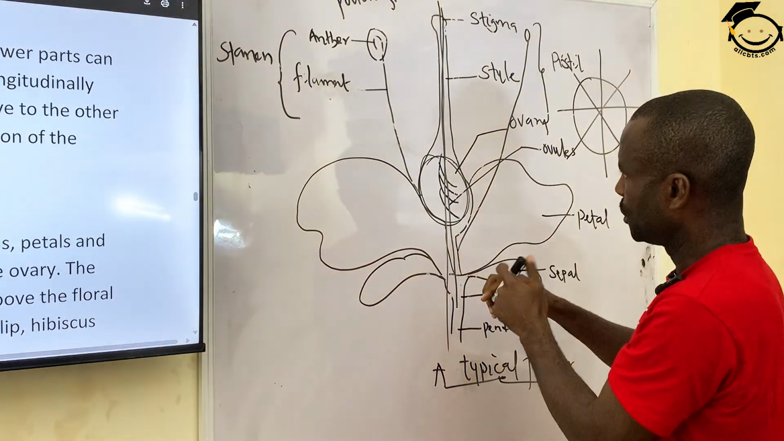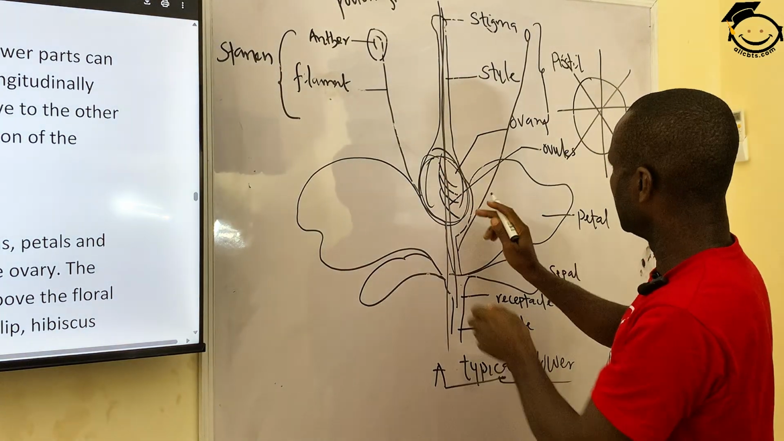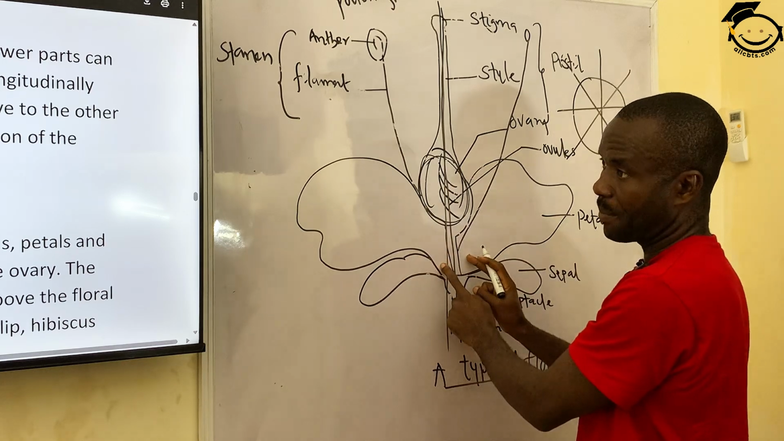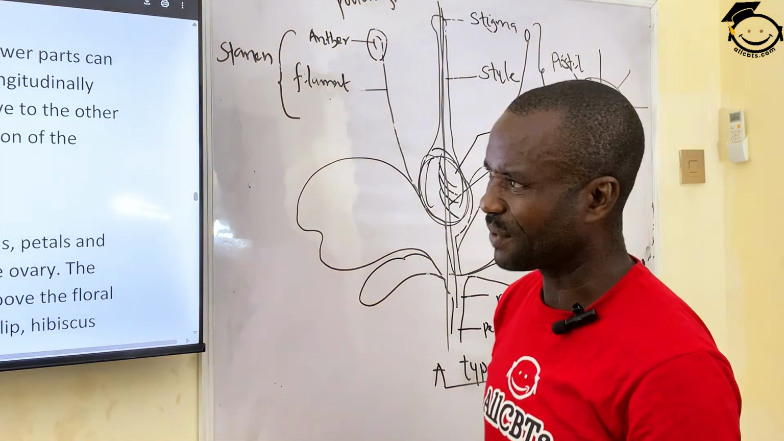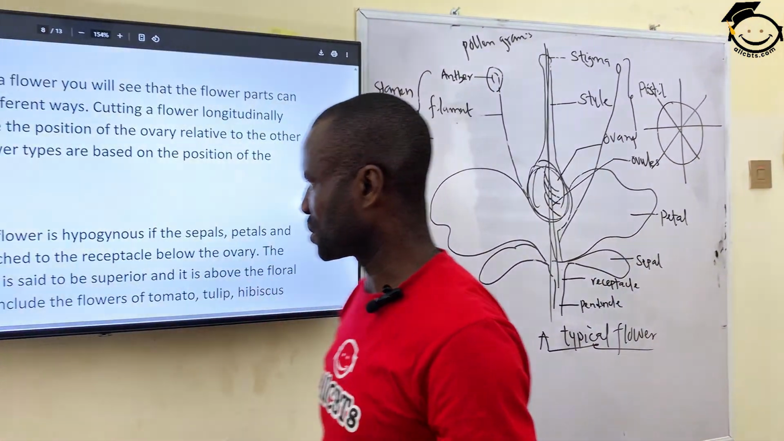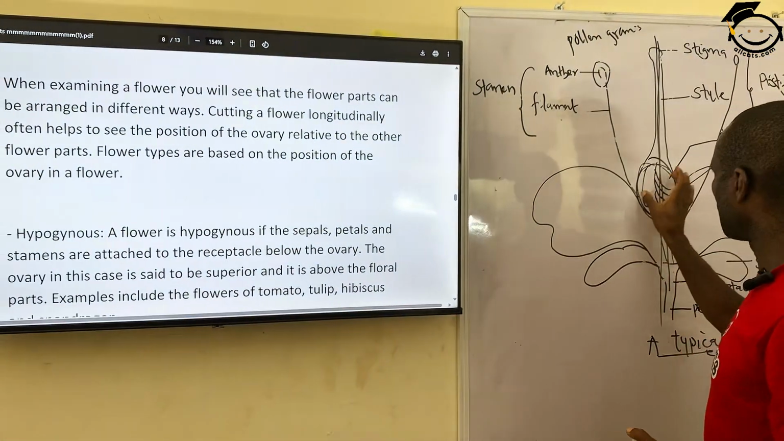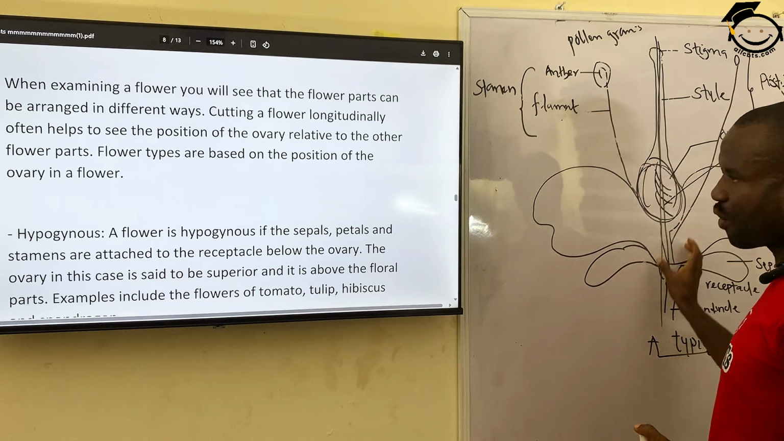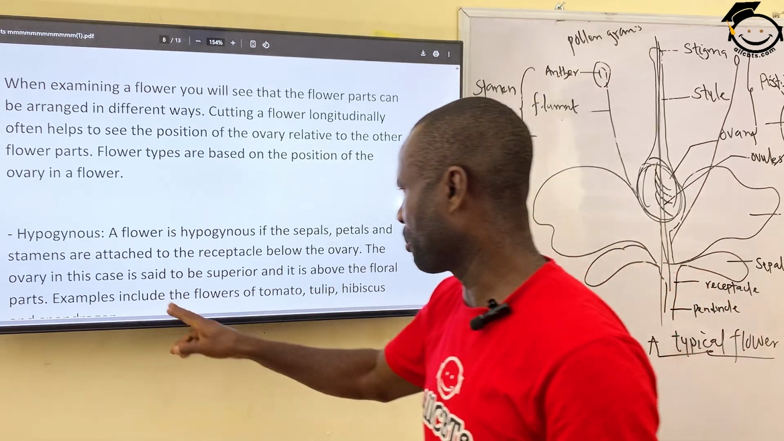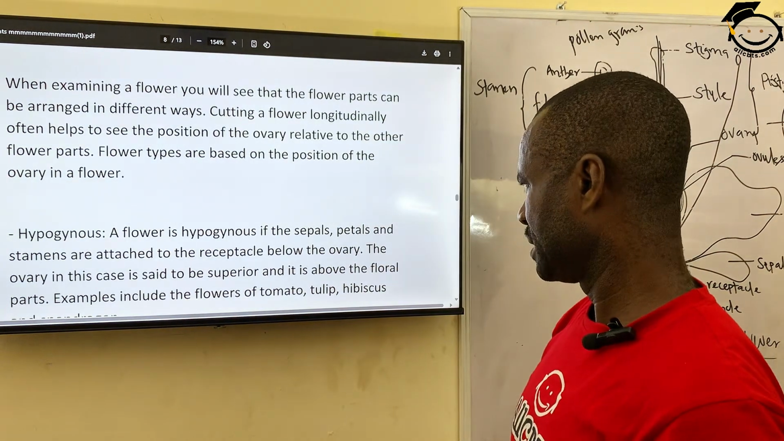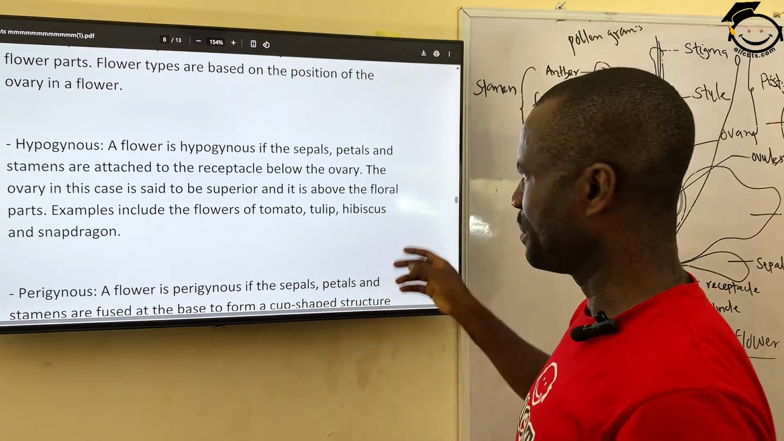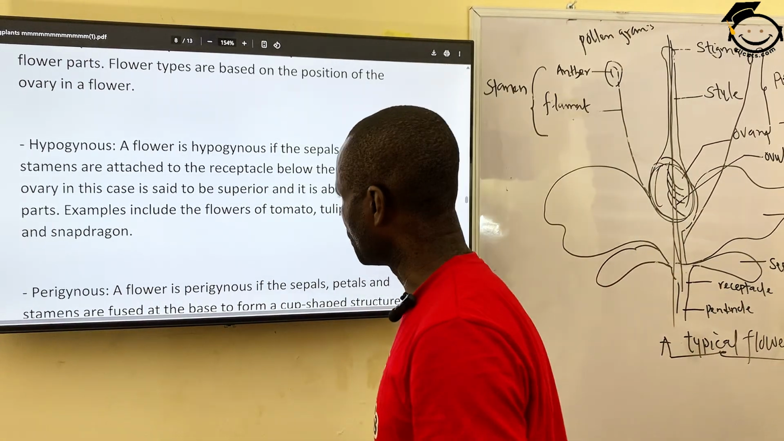As in this diagram, look at the ovary. Ovary is on top, while the other flower parts are below. So any flower you see in this structure, we call hypogynous. Hypo meaning the ovary is above all the floral parts. Is that okay? Now, examples include tomato, tulip, hibiscus, and snapdragon.